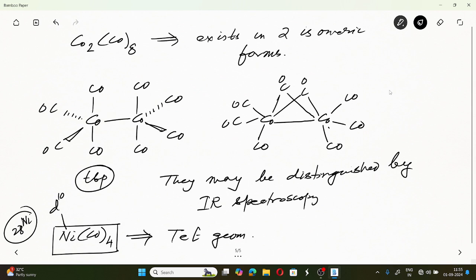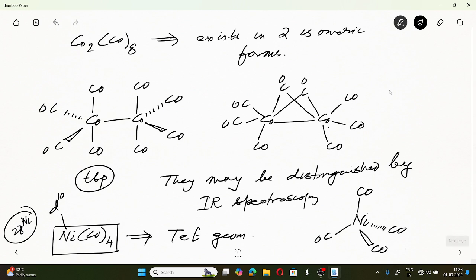So here there is no crystal field stabilization. Naturally, the steric factor will play the predominant role. So the steric factor will guide the geometry. So this will also satisfy the 18 electron rule. Okay. So these are some of the important carbonyls that are known to exist.